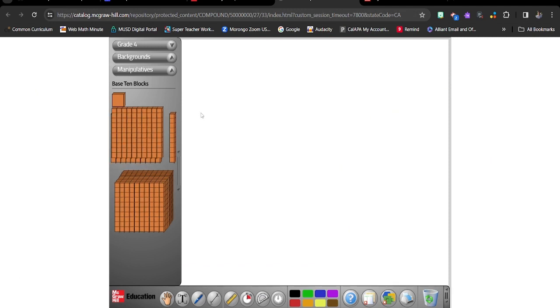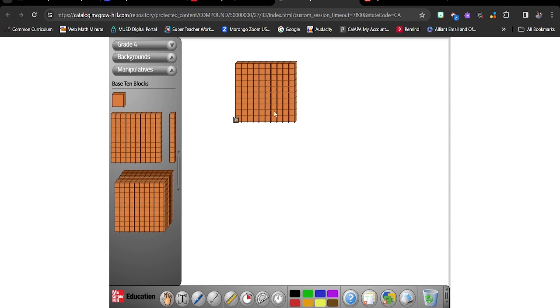We'll start with our 100s flat. That's equal to 100 of these little tiny blocks right here. So that's 100. And then I also have to model the 60 and the 2. So I'll have my 10s. That's 2 10s, which equals 20. 3 10s, which is 30. 40. 50. 60. I'll put them on here a little bit messy.